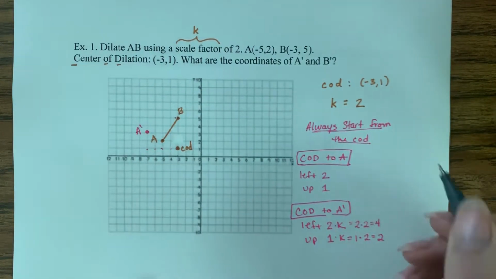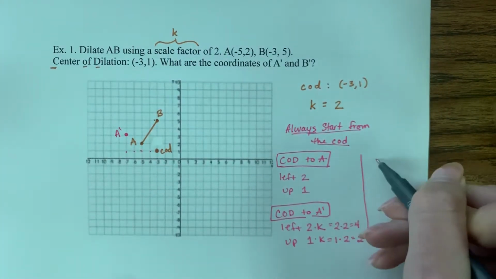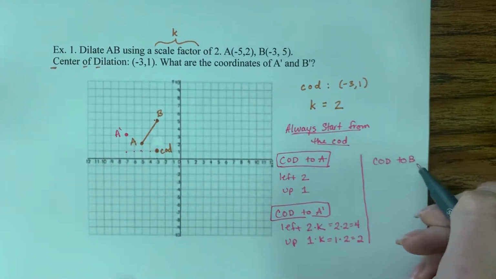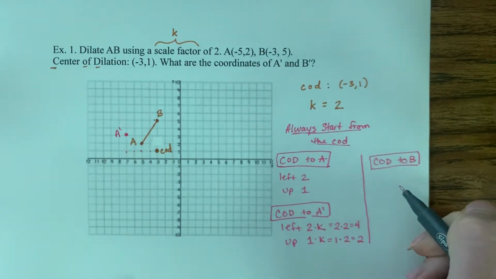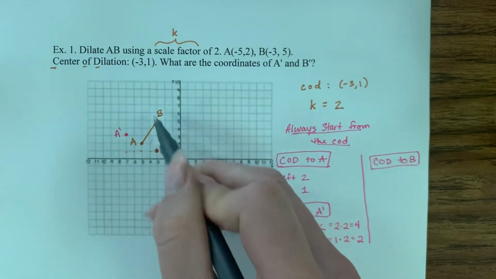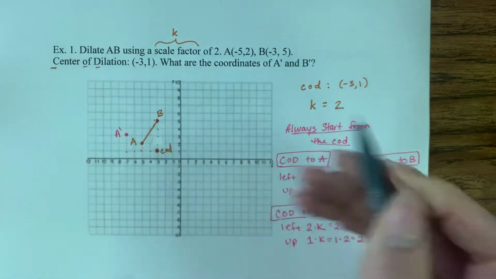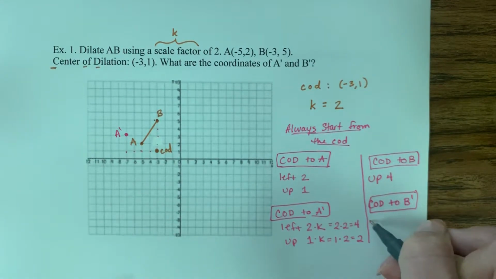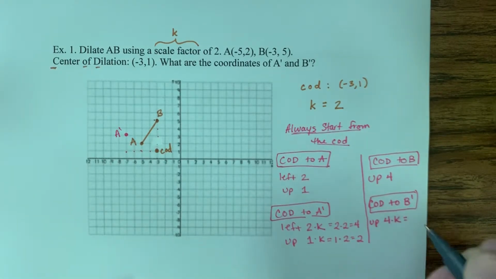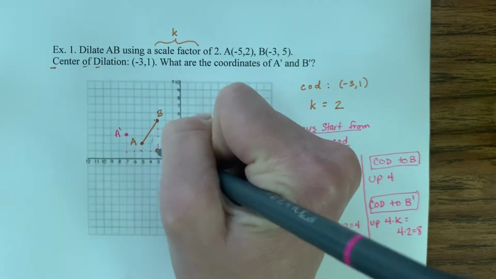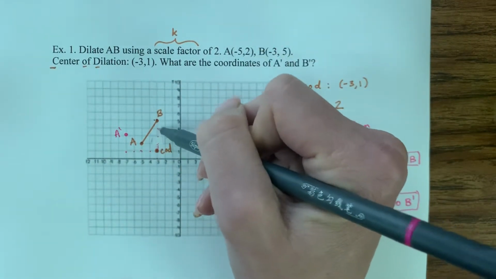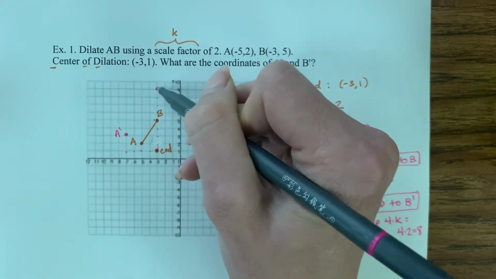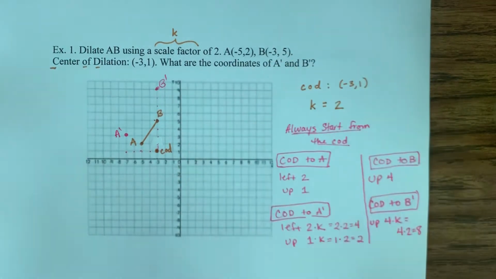Cool. Now let's go from the center of dilation to B. And let's see, that would be just straight up. 1, 2, 3, 4. So it's just up 4. So to go from the center of dilation to B prime, you're just going to go up 4 times K, which in this instance is 4 times 2, which is 8. So I'm going to go up from the center of dilation, 1, 2, 3, 4, 5, 6, 7, 8, and I can draw in B prime.